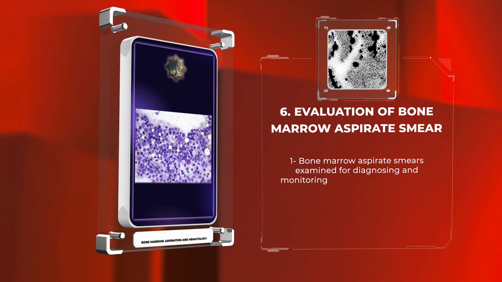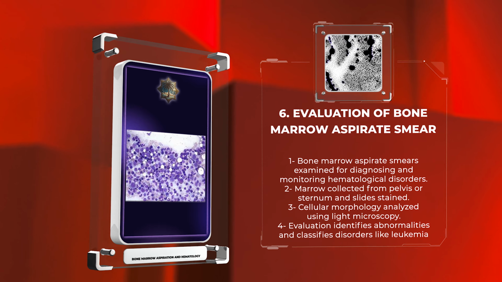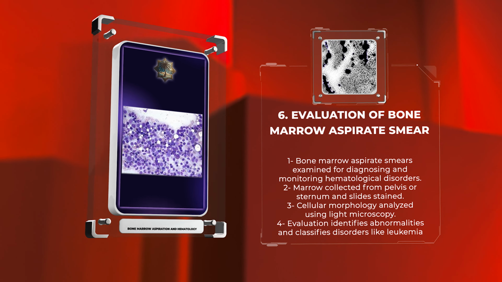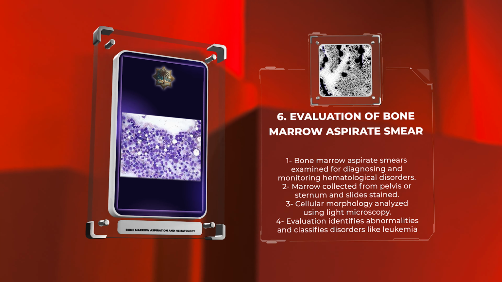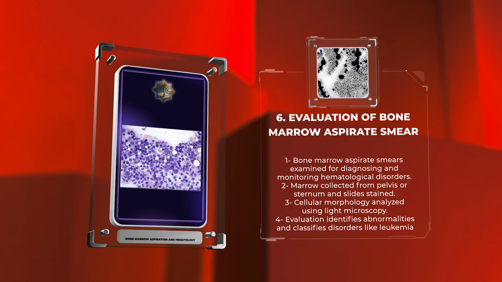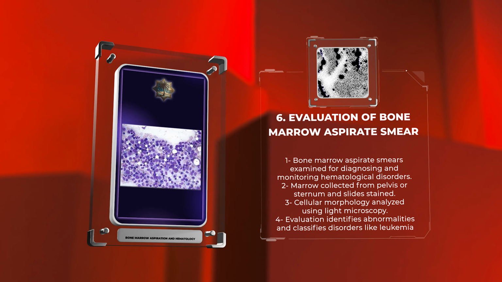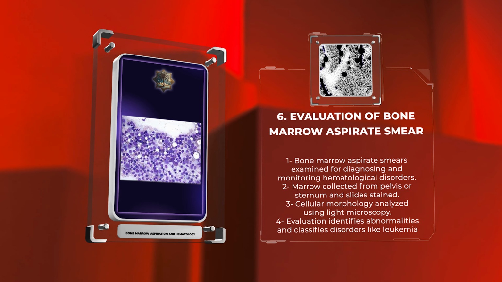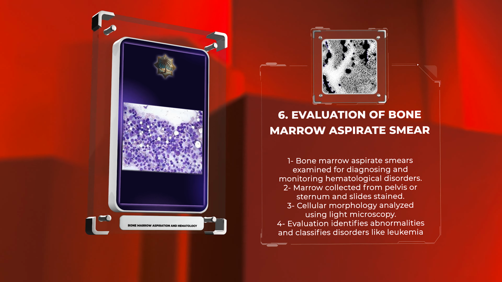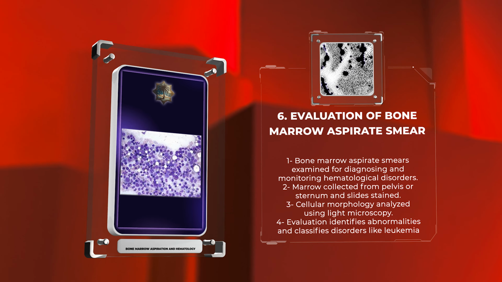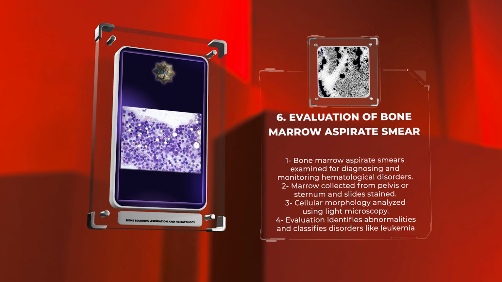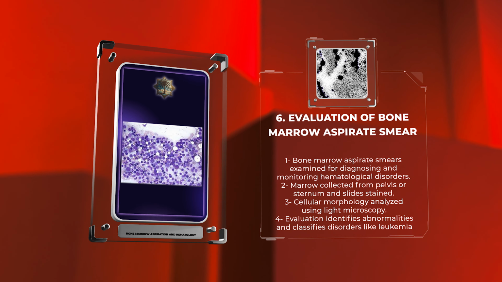In the Evaluation of Bone Marrow Aspirate Smear section, we examine bone marrow aspirate smears to diagnose and monitor hematological disorders. We collect marrow from the pelvis or sternum, stain slides, and analyze cellular morphology using light microscopy. This helps identify abnormalities and classify disorders like leukemia and myelodysplastic syndromes. Despite its subjectivity, this evaluation is crucial in hematological diagnostics.